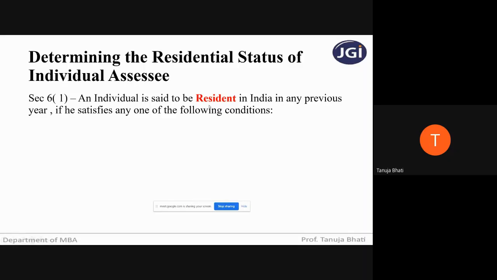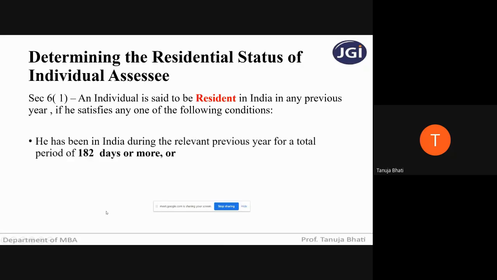The first thing you need to determine is whether an individual is a resident or non-resident. Once you are clear with that, then we will see further whether he is an ordinary resident or not ordinary resident. So first, we are just going to determine whether he is a resident or a non-resident. How to do that? An individual is said to be resident if he satisfies any one of the following conditions. I am not telling both, I am telling any one of the following conditions. Let us see what the conditions are.